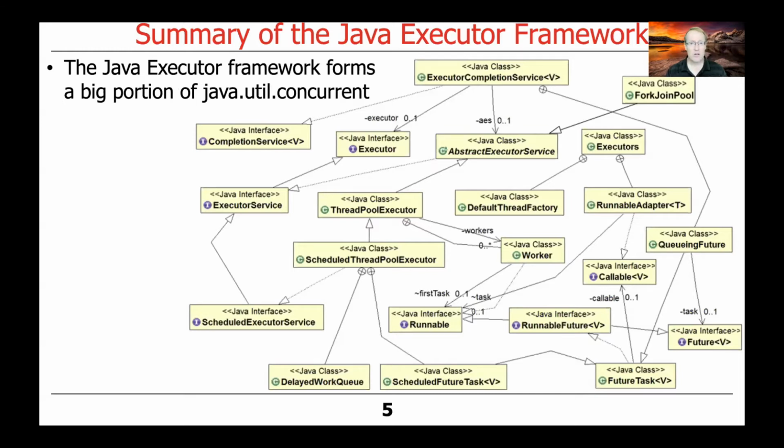The Executor Framework actually forms a very large part of the overall java.util.concurrent package. If you take a look at the package, you'll see there are a lot of classes that contribute one way or another to the Executor Framework. I've shown a bunch of them here. There are even more, but these are some of the common ones. We have the Executor interface, which is the core of everything. We've got ExecutorService, ExecutorCompletionService, AbstractExecutorService, ForkJoinPool, and so on. It goes on and on, so there's lots of things to learn.